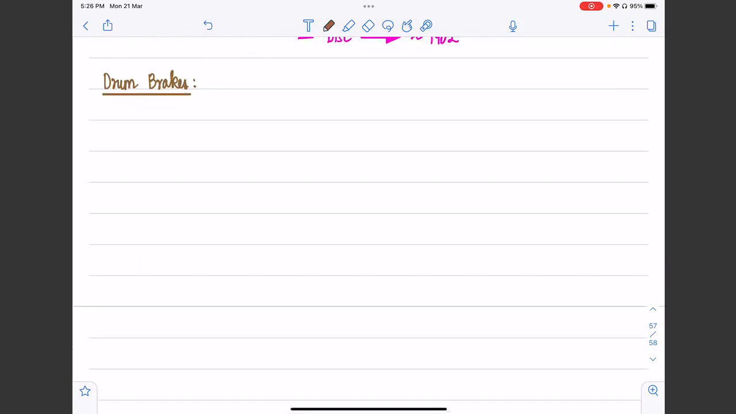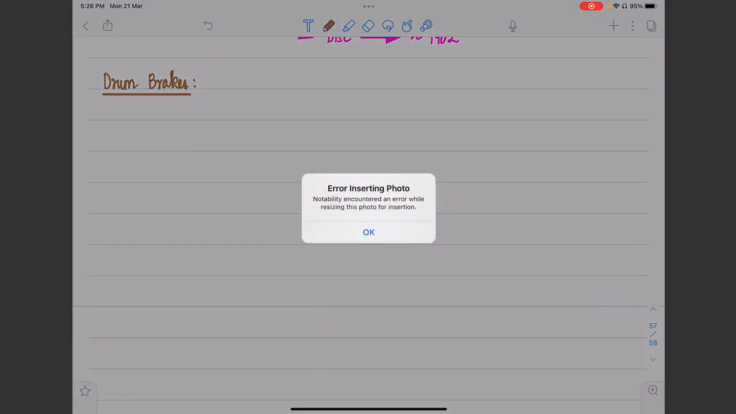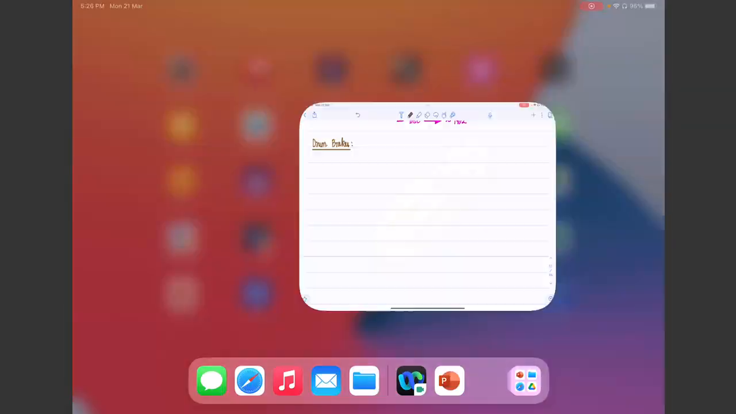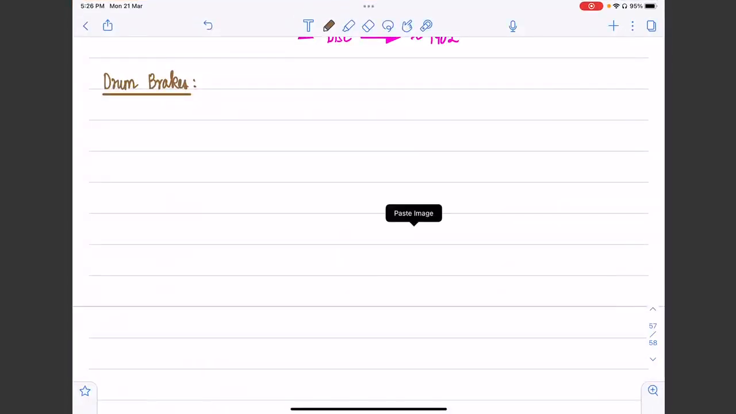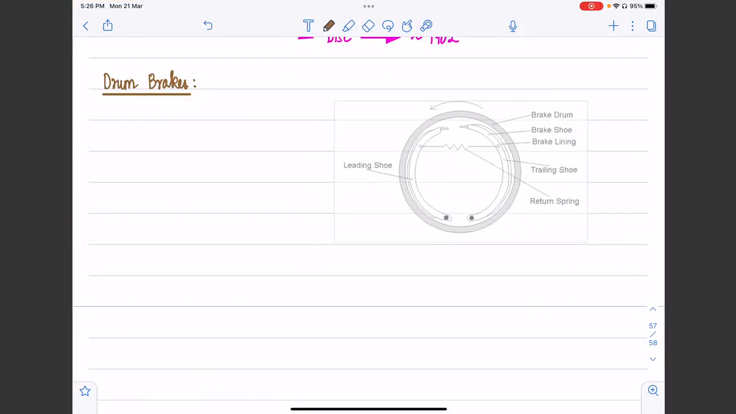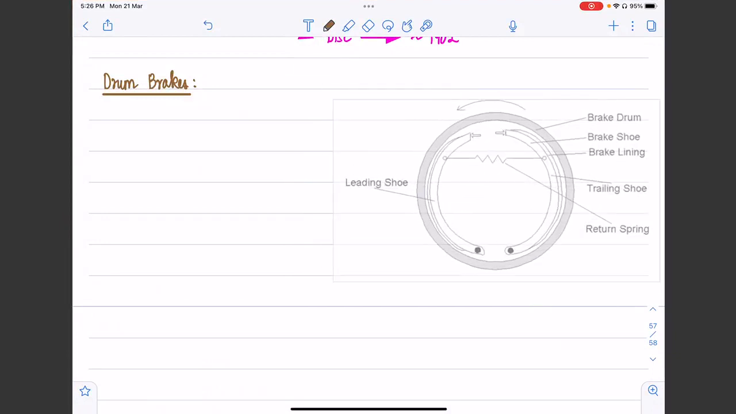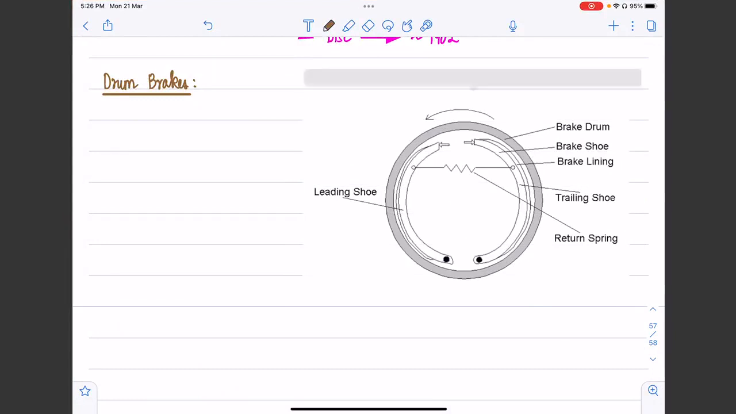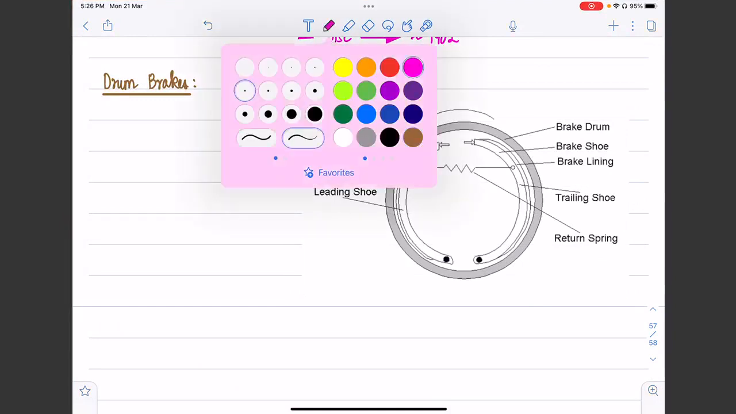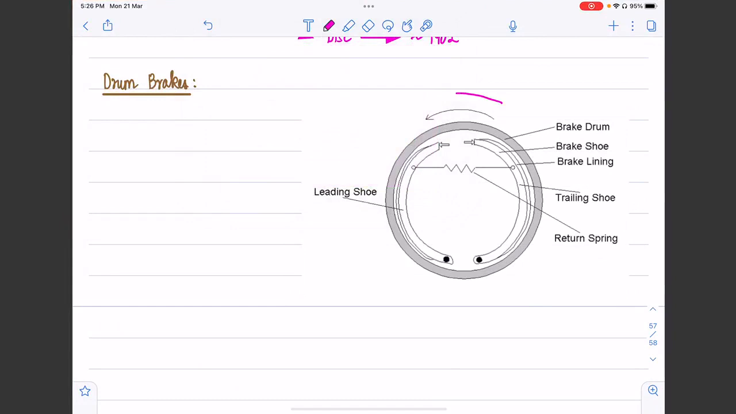Let me just include a simple schematic of a drum brake so that we can figure out what happens, and then we'll draw a free body diagram and look at more. Okay, so let's say we consider the schematic. We consider, without loss of generality, that the drum is rotating counterclockwise.